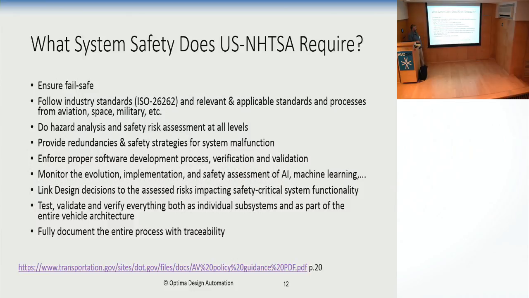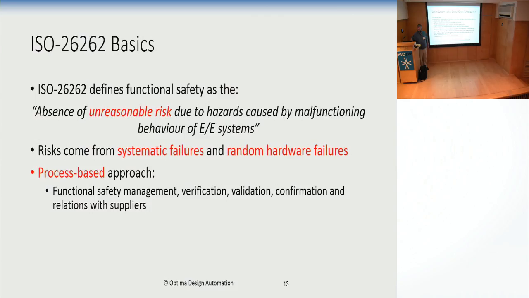Are you making sure you're linking your design decisions to the risks? That whenever you make a design decision, you understand what is impacted by it. And I'll give an example in a couple of slides about what happens when that goes wrong. Are you testing and validating everything, both as subsystems and the whole system? And again, as validation people, you know about this. And you're fully documenting the whole system. This is where you can find the whole thing. Page 20 talks about safety. They have many other issues that they are concerned about.